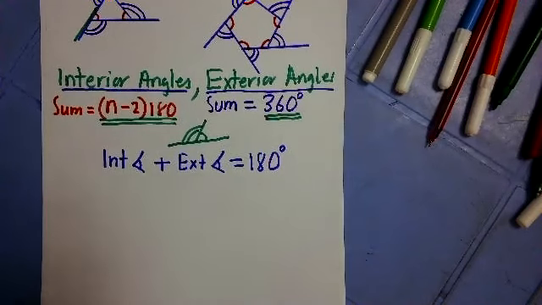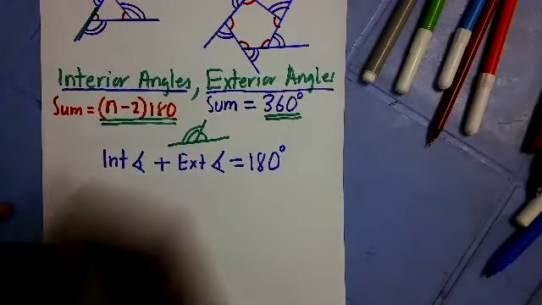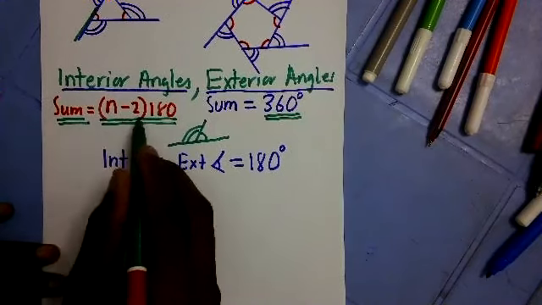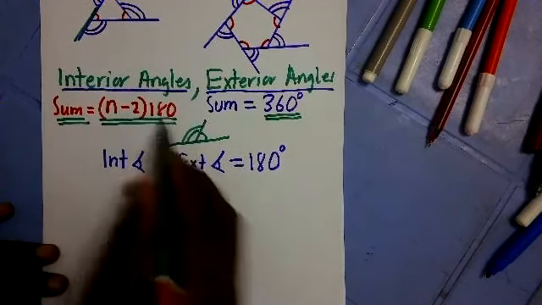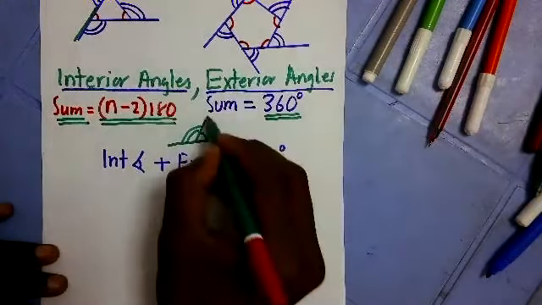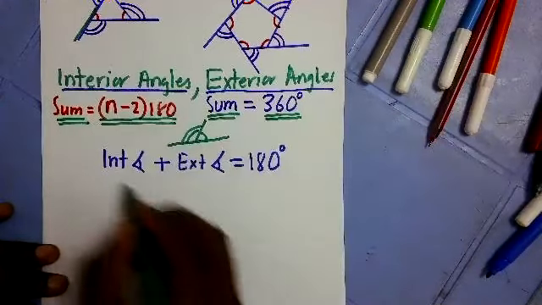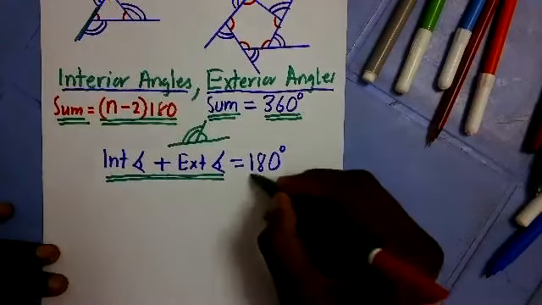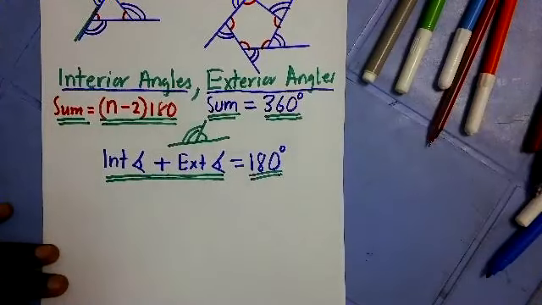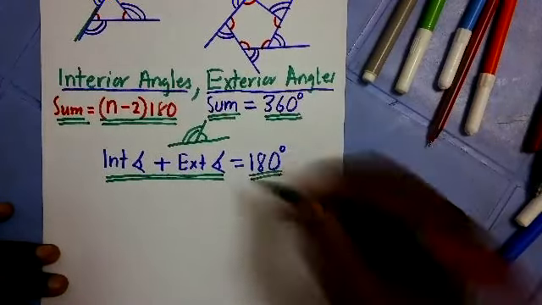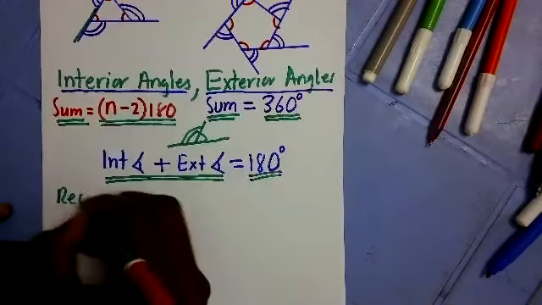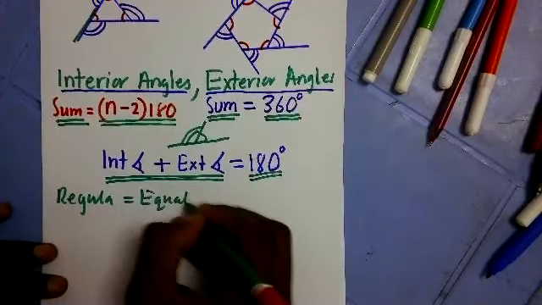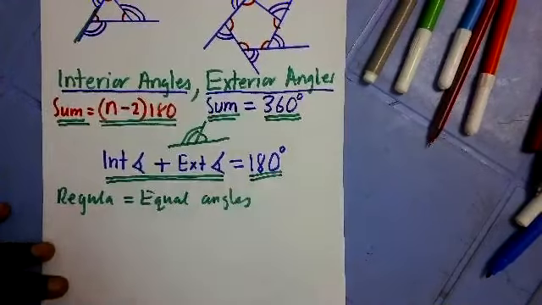So now we have basically looked at 3 important formulas. Angle sum of interior angles is n minus 2 times 180. Angle sum of exterior angles is 360. And interior angle plus exterior angle will always give us 180. Having got that, we also know regular shapes. For us, regular shapes are those shapes which have equal angles.